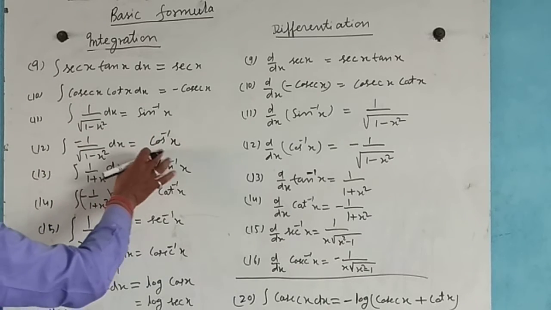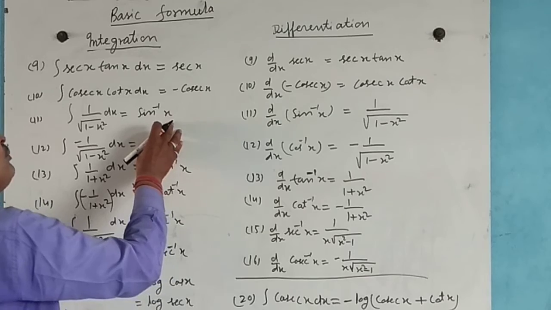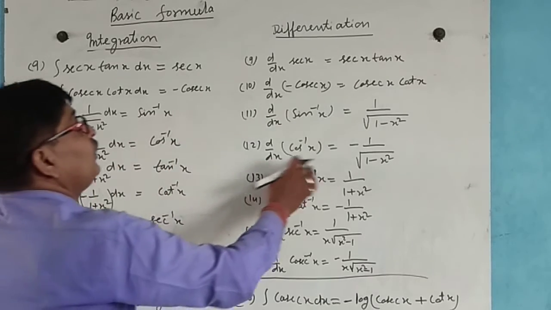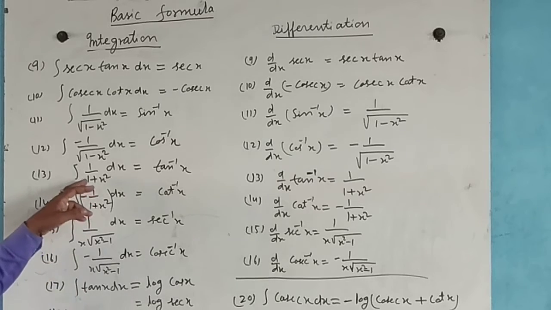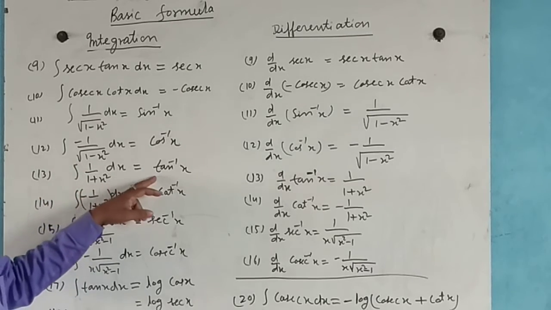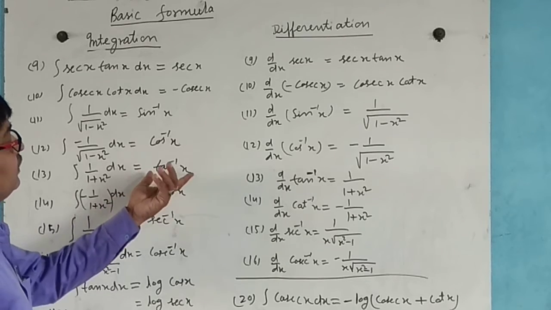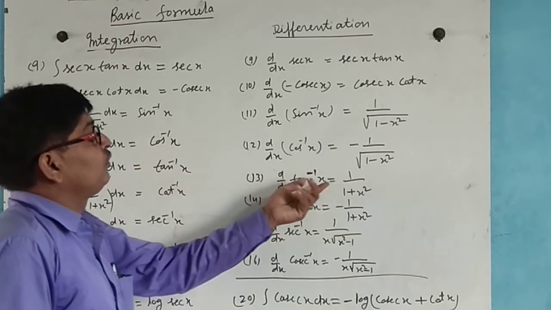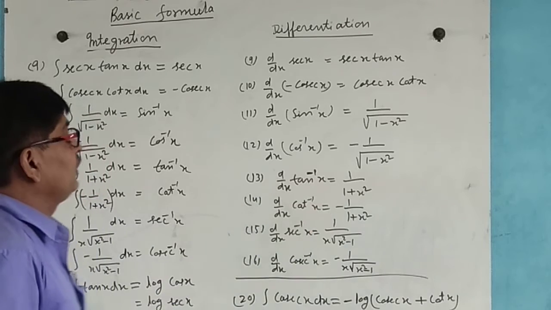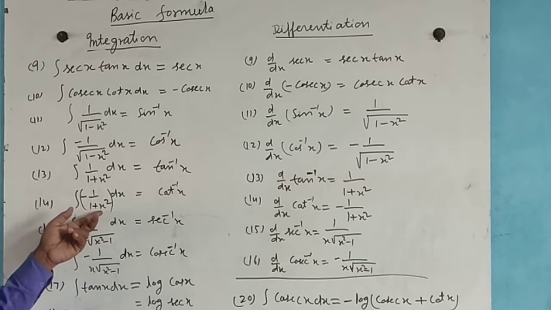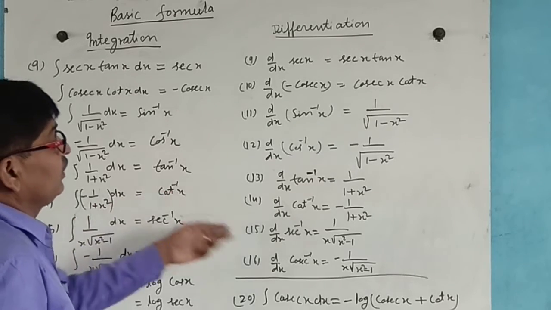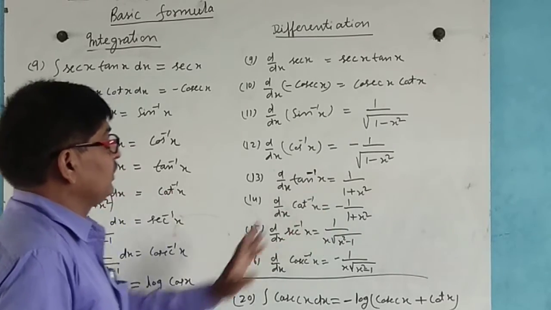Integration of this equals cos inverse x, and differentiation of this equals minus 1 by under root 1 minus x square. Integration of 1 by 1 plus x square dx equals tan inverse x, and differentiation of this equals 1 by 1 plus x square. Integration of minus 1 by 1 plus x square equals cot inverse x.